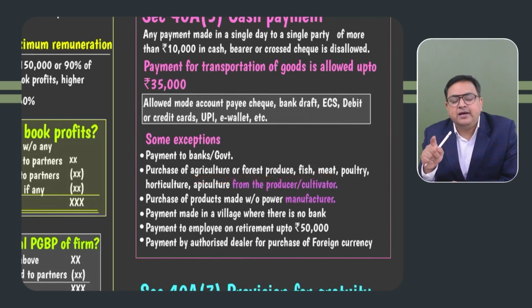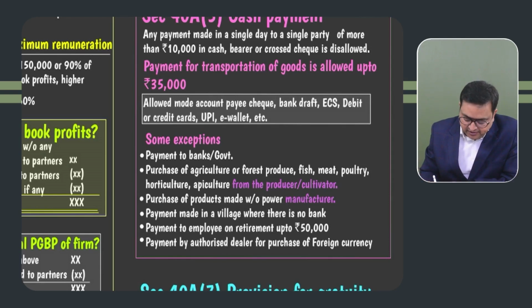If you are making a payment directly to the cultivator, directly to the farmer, then you can make the payment. If you are making the payment to any vendor, then you cannot; it should be by banking mode. But if you are making a payment to the cultivator, then you can make the payment.